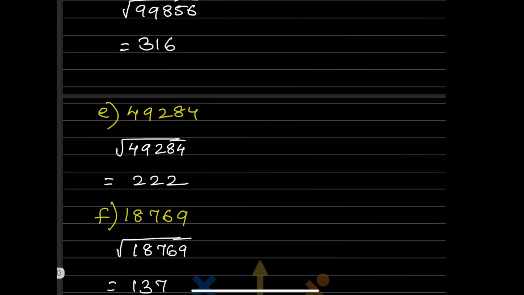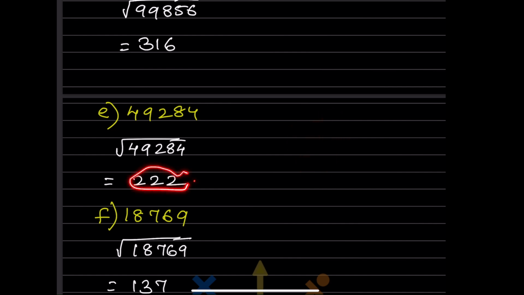So now here, 49284. So here again, the same way. So you can check: 100 squared. So this will be in between 200 squared and 300 squared, in between 40,000 and 90,000. So you can just check.